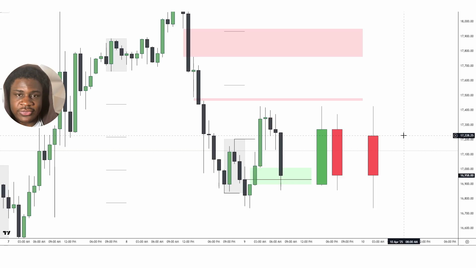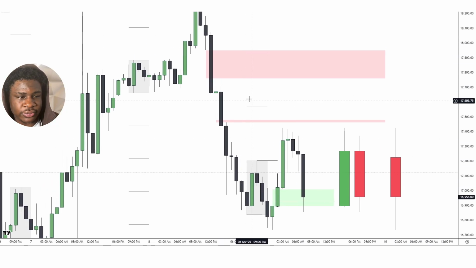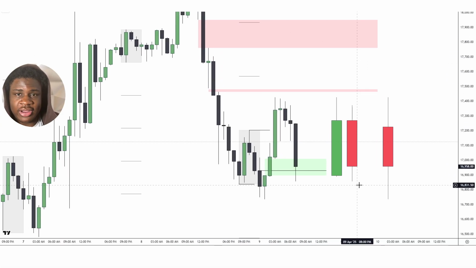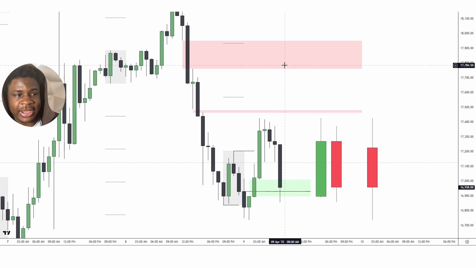And just like that, we've created our overall bias, right? We can see price was in a downtrend. We anticipate that price is currently at a bullish level of support here. Now we anticipate price to come back up into these bearish fair value gaps back above us.